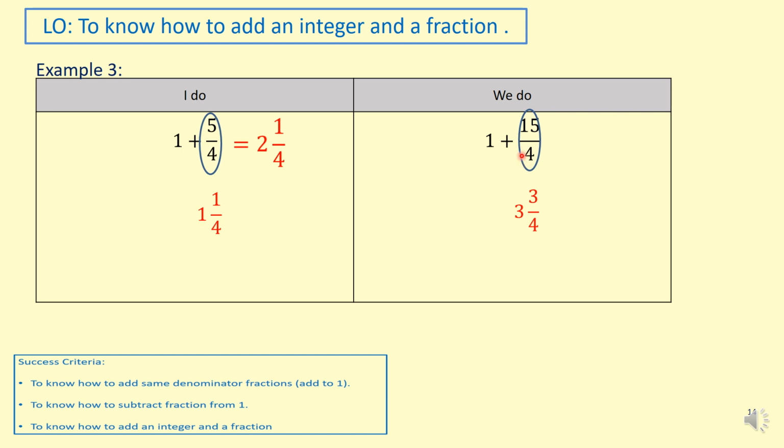If you're struggling with this bit, which is changing an improper fraction to a mixed number, go and watch the video about changing improper fractions to mixed numbers. Okay, you have 1 whole there and 3 whole in here, so you have 4 whole and 3/4. So your last answer should be 4 whole and 3/4. Very well done if you manage to do this one right.